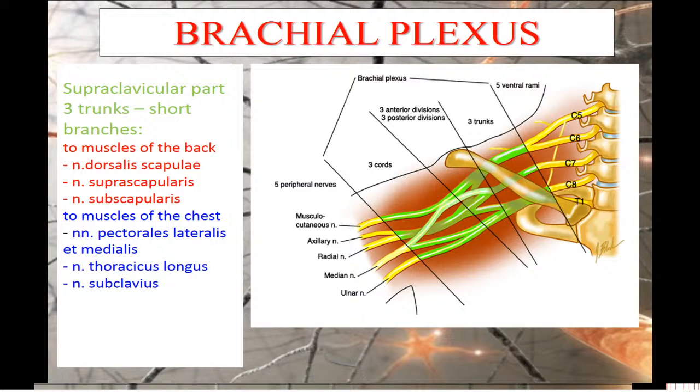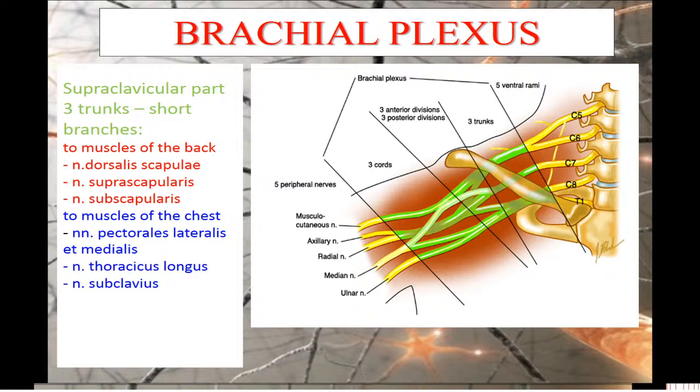Two groups of branches pass to the back region, to the scapular region. These short branches are represented by the dorsal scapular nerve, nervus dorsalis scapulae, the suprascapular nerve, and the subscapular nerves, supplying the muscles around the scapula.